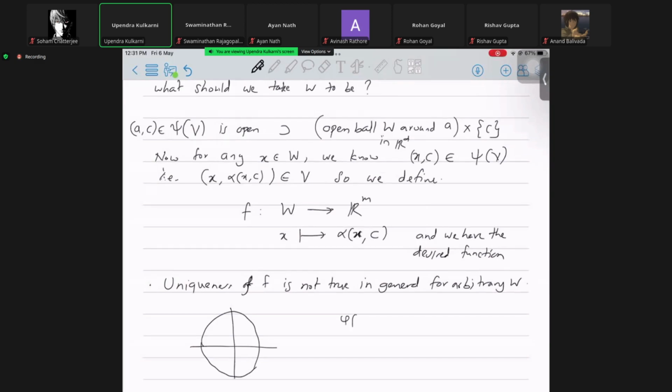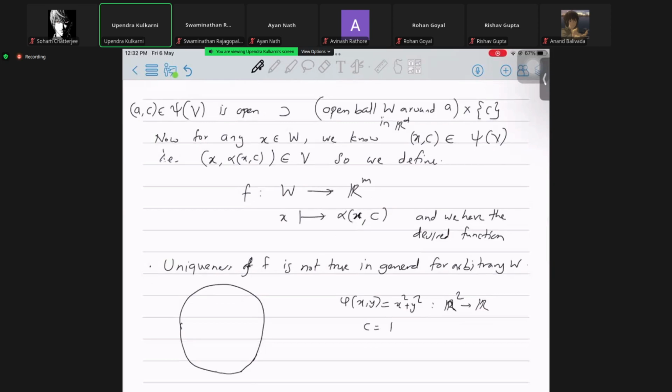Okay, so here remember phi of x comma y is x squared plus y squared, which is a map from R2 to R. So here d and m are both 1. And I take c to be 1. So the level set over here is the circle. Let me try to do a slightly better job here. Not great, but will serve the purpose. Okay, and now let us say this is the point that I'm taking to be (a, b).